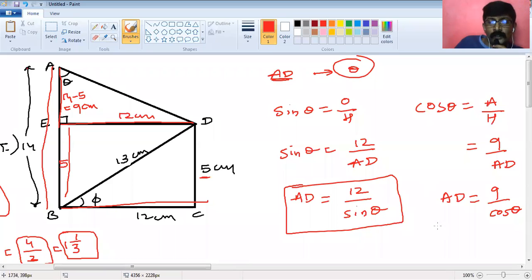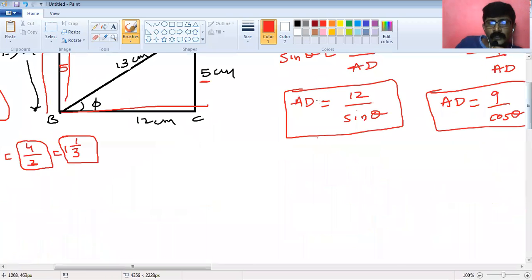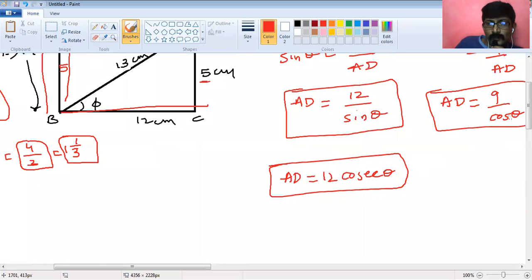So you can write either this way, AD is equal to 12 upon sin theta, AD is equal to 9 upon cos theta, और बहुत सारे तरीके हैं. इसको आप ऐसे भी लिख सकते हैं. AD can be written as 1 upon sin theta can be written as cosec theta. So it can be written as 12 cosec theta. I hope everyone knows that 1 by sin theta is cosec theta, isn't it? So you can write AD is equal to 12 cosec theta. 1 by cos theta can be written as sec theta. So AD also can be written as AD is equal to 9 sec theta, isn't it? So these are the 4 different ways to write it down AD in theta format.